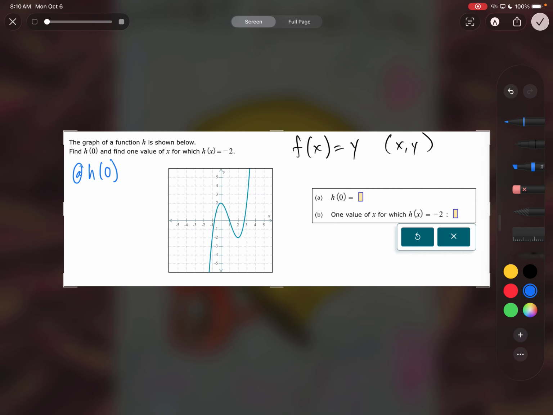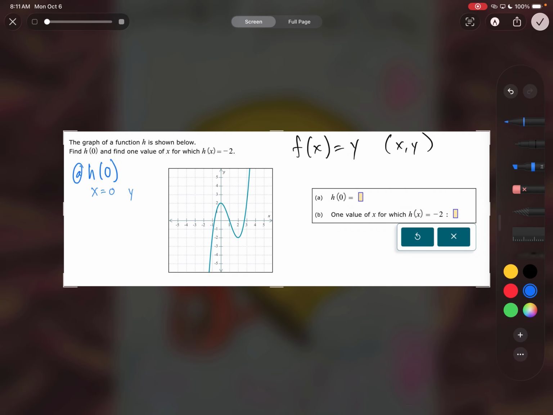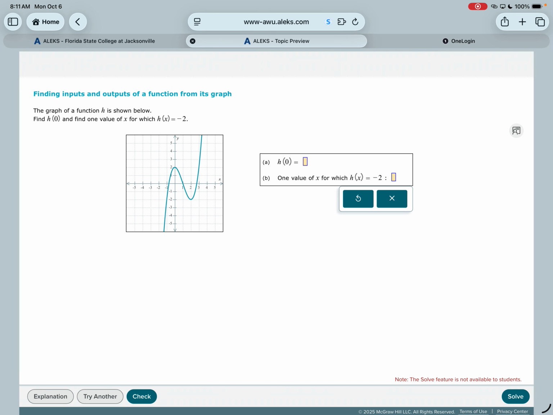Find h of 0. This is saying x is 0. What is y? Why does my pencil stop working? That's awesome. Sorry, my pencil is not working. Are you kidding me? Man, let's try it again.